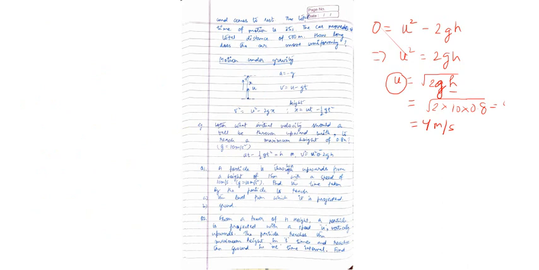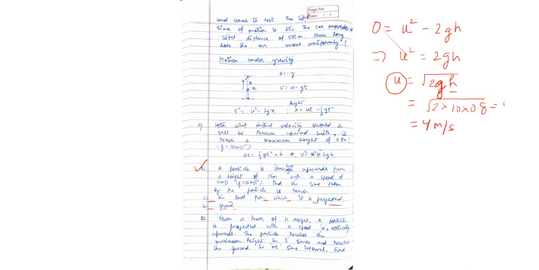So let us take our first question. A particle is thrown upward from a height of 15 meters with a speed of 10 meter per second. Acceleration due to gravity g is 10 meter per second square. Find the time taken by the particle to reach A, the level from which it is projected, and B, the ground.